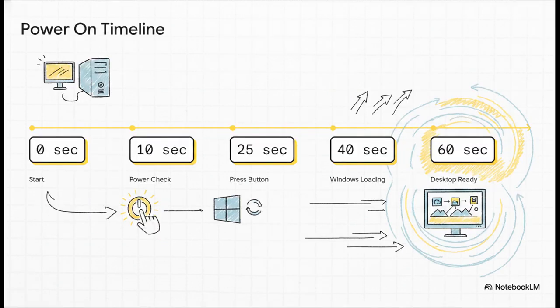Check out this quick roadmap. We start at 0. At 10 seconds, we do a power check. By 25 seconds, we actually press the button. Windows starts loading at 40, and boom, by 60 seconds, your desktop is ready. Just 1 minute to full digital access. It really is that fast in real time.